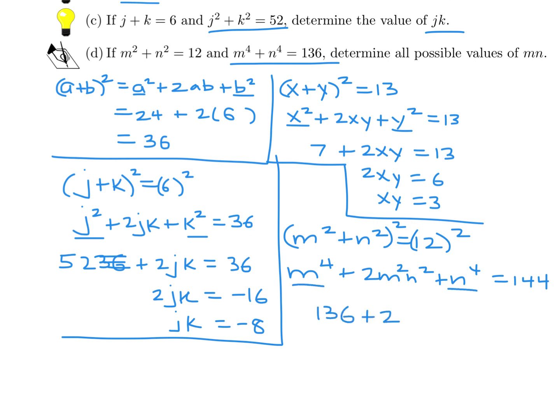So then we have 2m squared n squared is 8. All right, so that means 2m squared n squared would be what, 8? Yeah. And then therefore m squared n squared would be 4. And then if you take the square root of both sides, it's going to be mn is equal to plus or minus 2. And that completes this question.